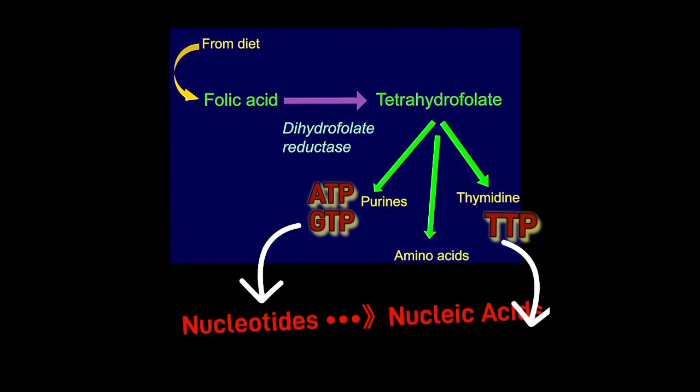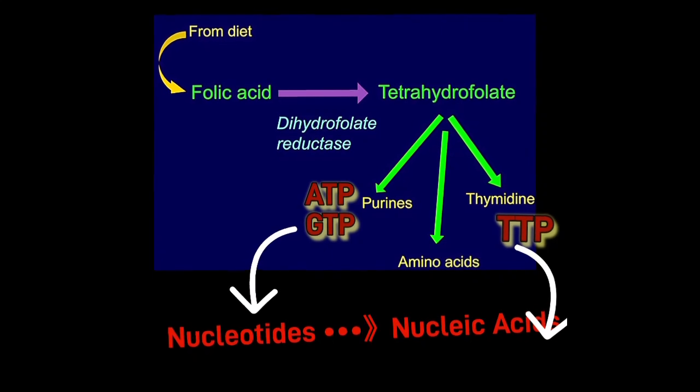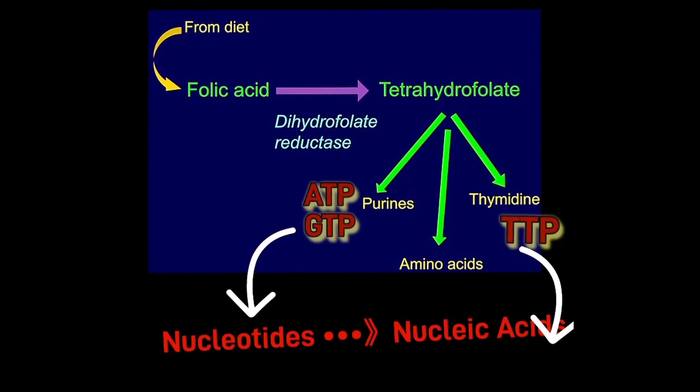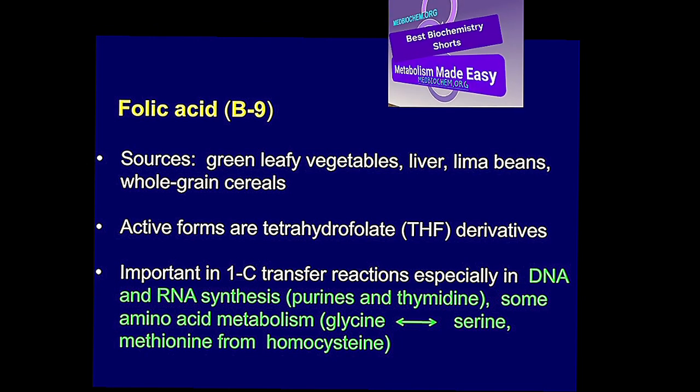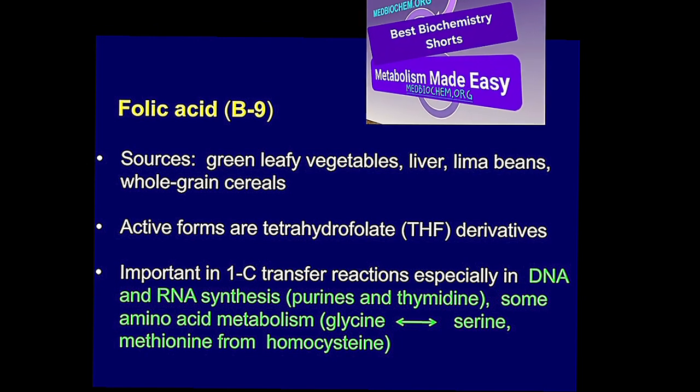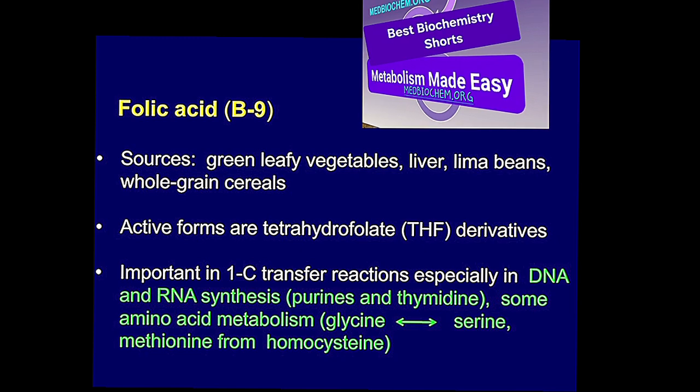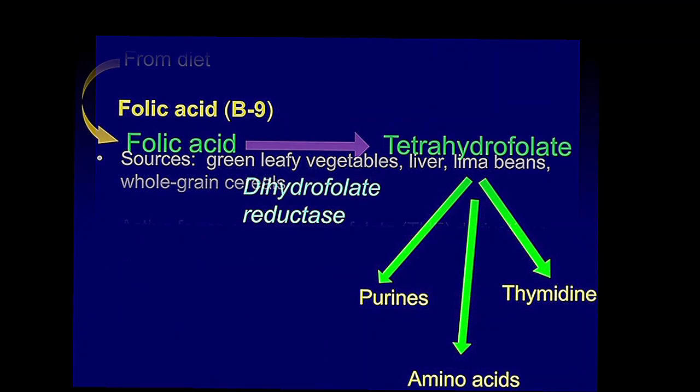Folic acid is required for the synthesis of nucleotides in microorganisms and humans. Its active form, tetrahydrofolate, contributes carbons to purine and thymidine rings. So we'll start with folic acid. And I just want to show you that folic acid is what we get from the diet.